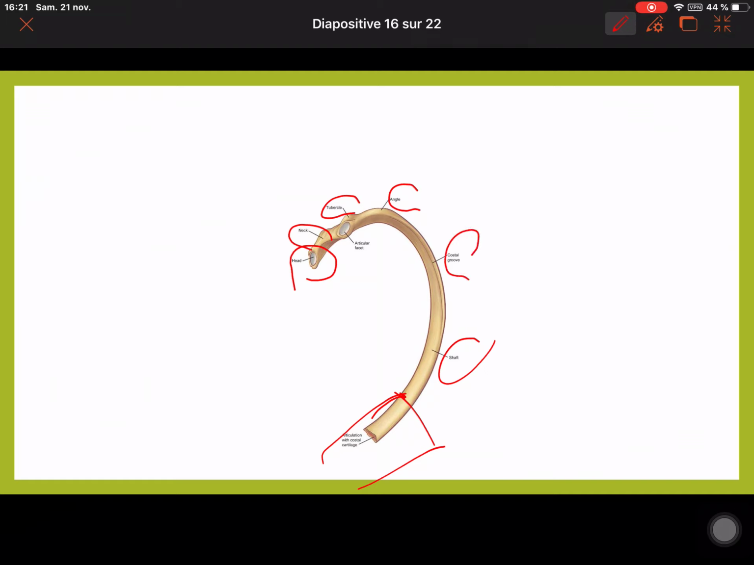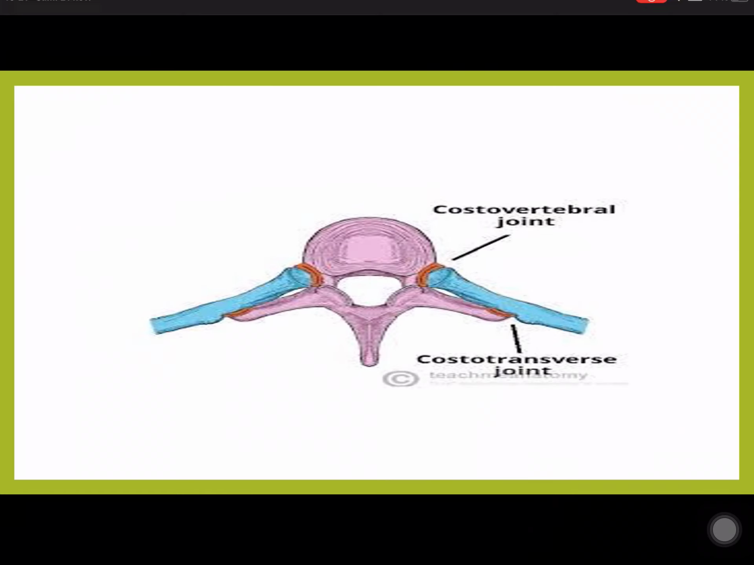Okay, the head of the posterior portion of the rib is joining with the body of the vertebral column. Okay, the neck is joining the head with the tubercle. And the tubercle joins with the transverse process of the vertebra. Okay, we see it here in the picture.